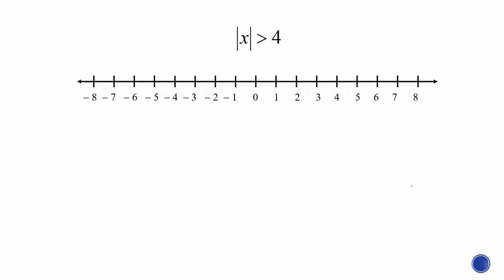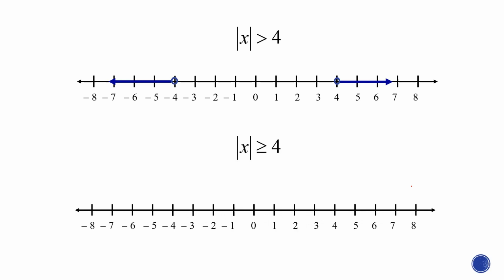This time we will be dealing with greater than. So the illustration of that is this. We have 1 on the left, which is less than negative 4. We have 1 on the right, which is greater than positive 4. But those two numbers are not included. Similarly, if we have greater than or equal to, the difference is that those two numbers are included. Okay?